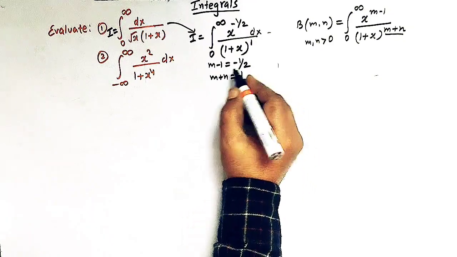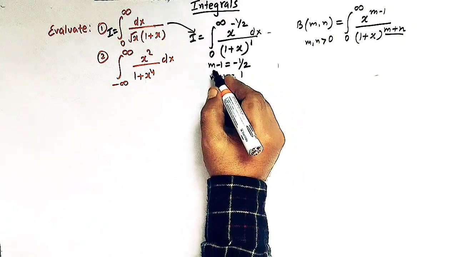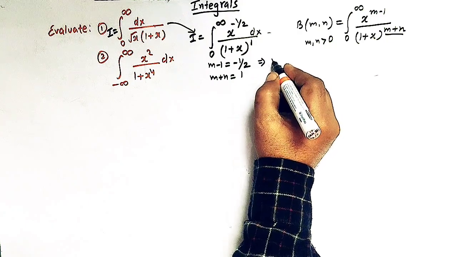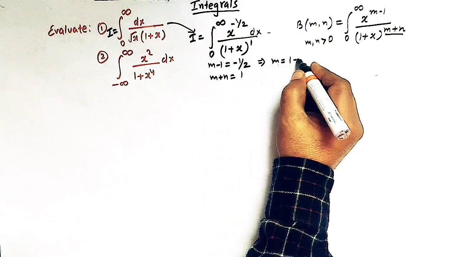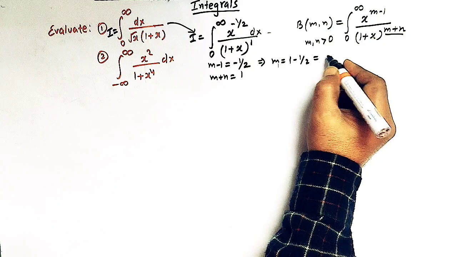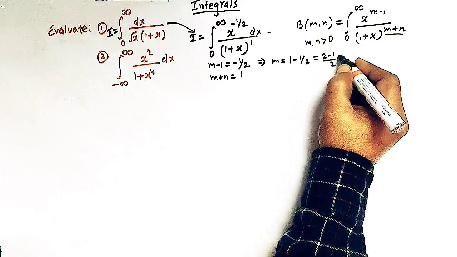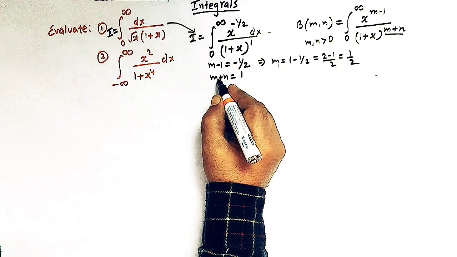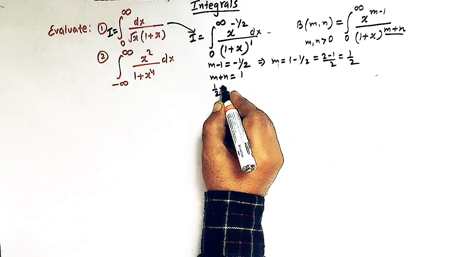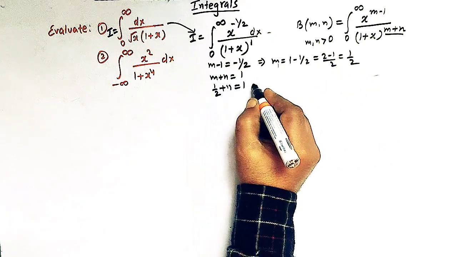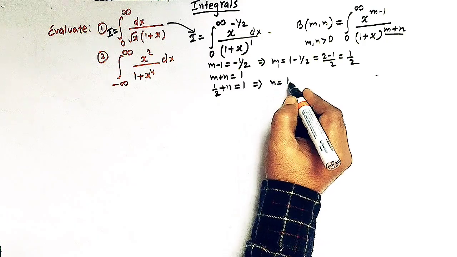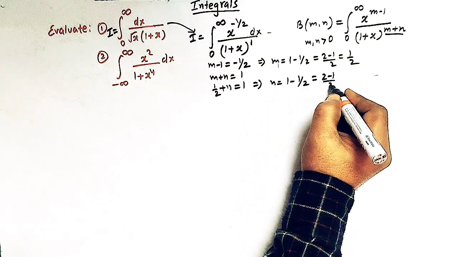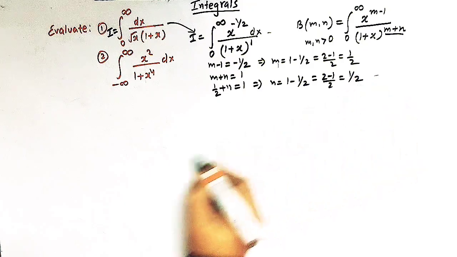So let us now solve these two equations to get the values of m and n. So from here we have m is equal to 1 minus half, that is 2 minus 1 over 2, that is half. And taking m is equal to half in this equation, we have half plus n is equal to 1. So n is 1 minus half, that is 2 minus 1 over 2, that is half, right?